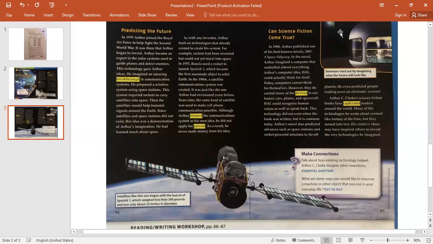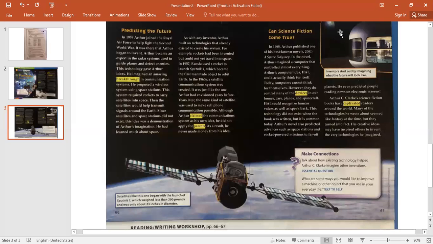In 1957, Russia used a rocket to launch Sputnik-1, which became the first man-made object to orbit Earth. In the 1960s, a satellite communication system was created. It was just like the one Arthur had envisioned years before. Years later, the same kind of satellite was used to make cell phone communication possible. Although Arthur claimed the communication system as his own idea, he did not apply for patents. As a result, he never made money from his idea.